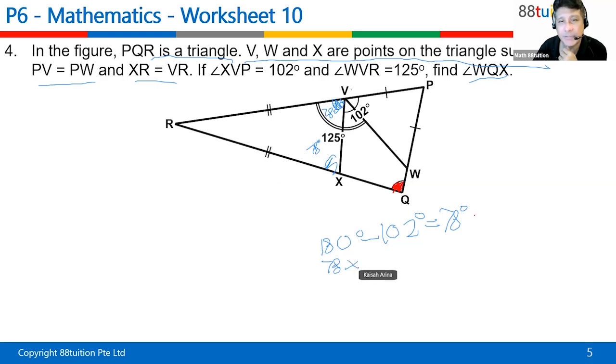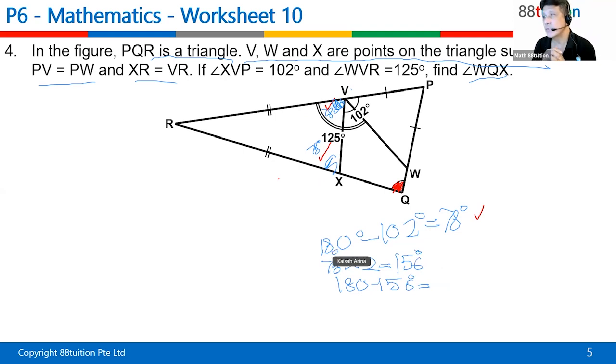So once you found the 78, 78 turns out to be part of the isosceles triangle RVX. Therefore, you have 78 and another 78, both of them. So 78 times 2 is 156. Kaiser is now solving for the third angle of the isosceles triangle, the one at point R. So 180 minus 156, and she gets 24. That is correct. Let's see how it continues.